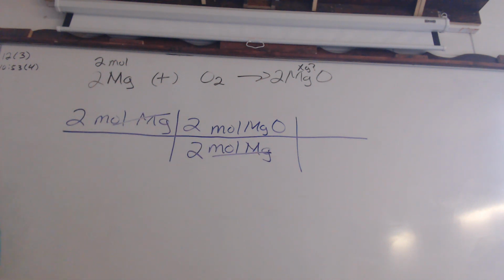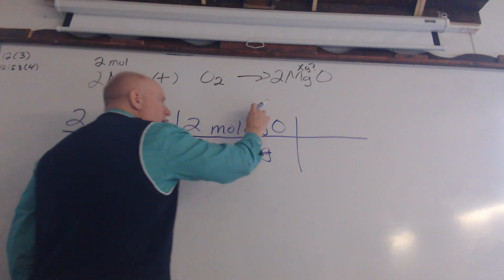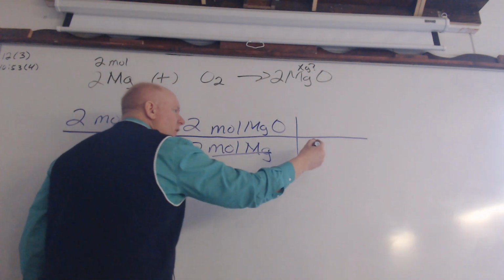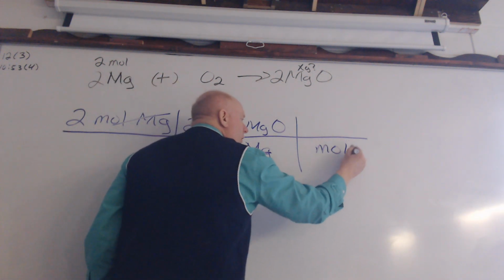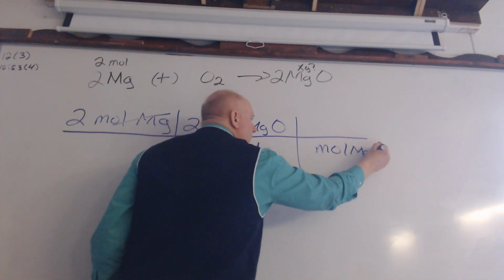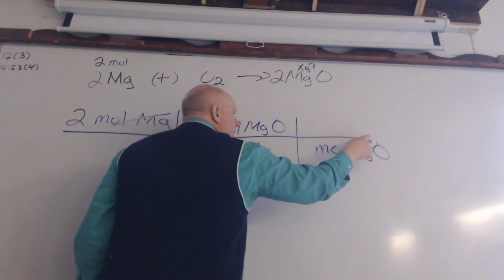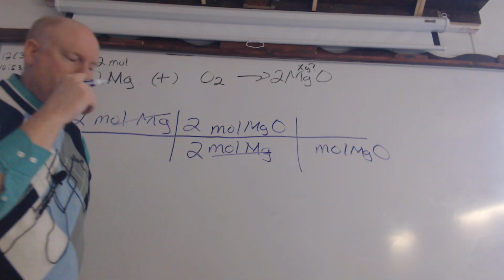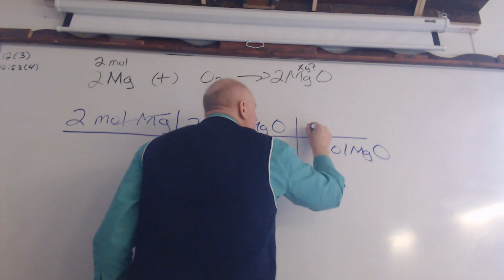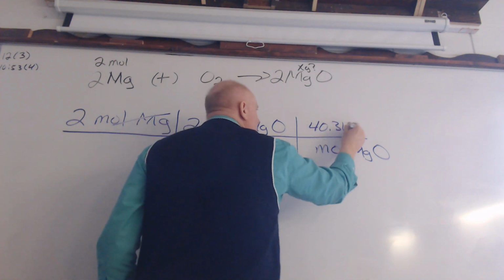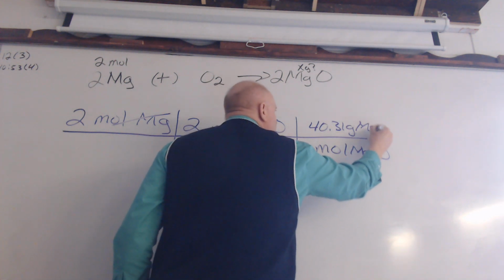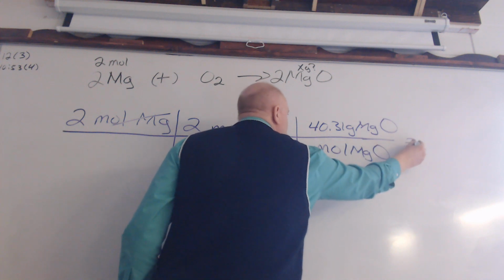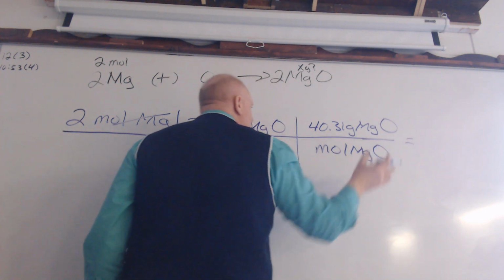We're at our moles of magnesium oxide, and your final step would be what? How do we get rid of this mole here? So for every mole of magnesium oxide, 16 and 24, is it 40? Yeah, 40.31. So 40.31 grams of magnesium oxide. So these are gone.